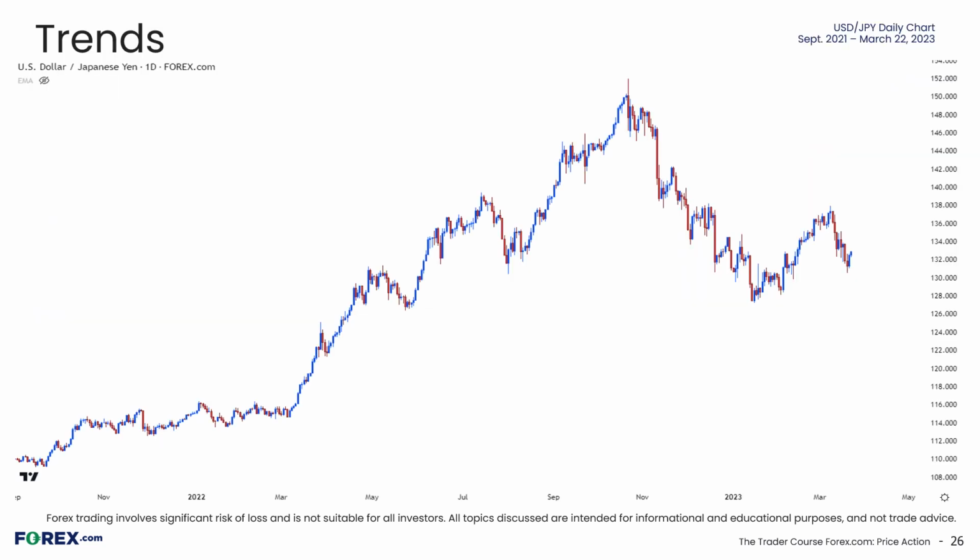This is a picture of the dollar-yen daily chart from September of 2021 into March of 2023. Notice how on the left side of the chart, as the bullish trend is starting to price in, there's a series of higher highs and higher lows that have posted in the market. This is the progression of bullish price action in the dollar-yen currency pair during the latter portion of 2021 and into and through the first half of 2022.